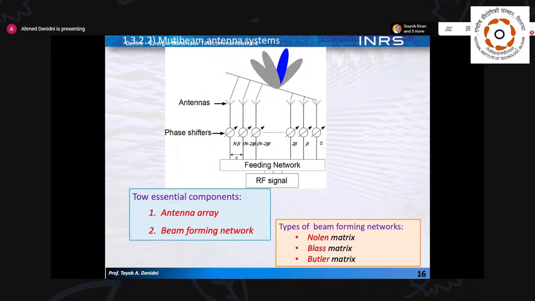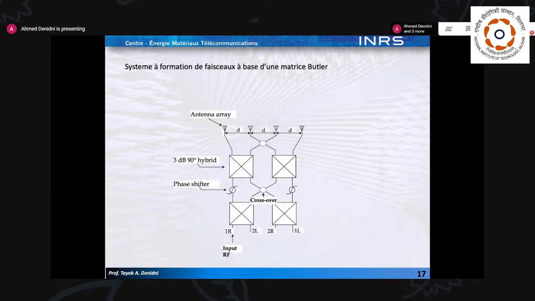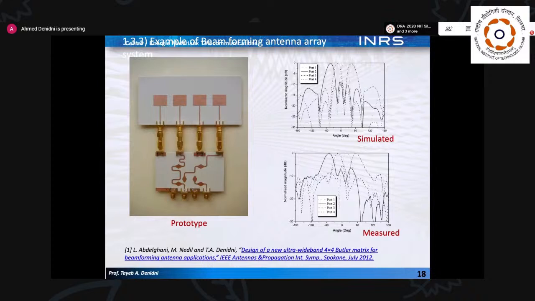Here I give the example of a Butler matrix for four elements. This is generally built using hybrid couplers, power dividers, phase shifters and crossovers. This network generates, for example, four beams, and it is very well known for generating beam forming. Here, just to give an example of this design, you can see the patch antenna with four elements, and here we have a Butler matrix. This work is designed and fabricated, and we can see four beams in simulation and also in measurement. This just proves the proposed concept that we can generate beams by using a Butler matrix.